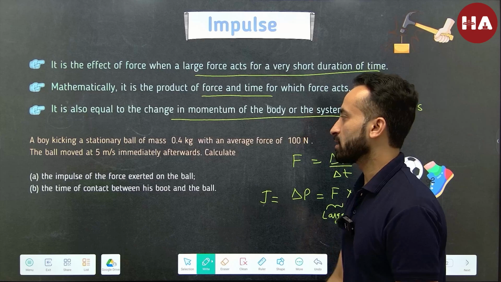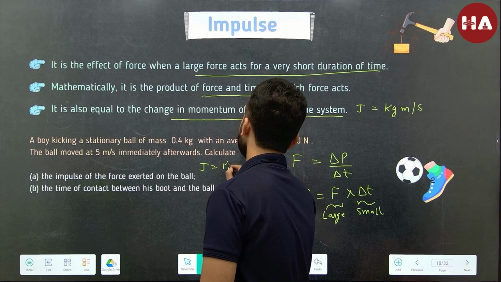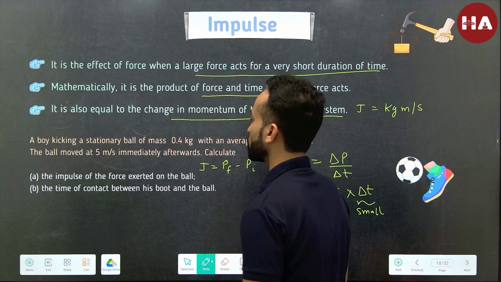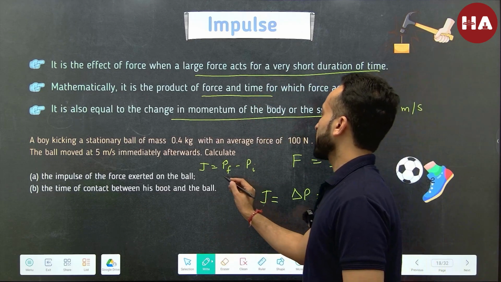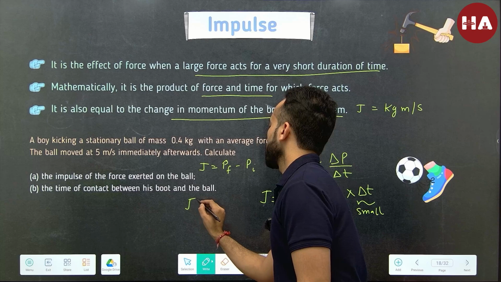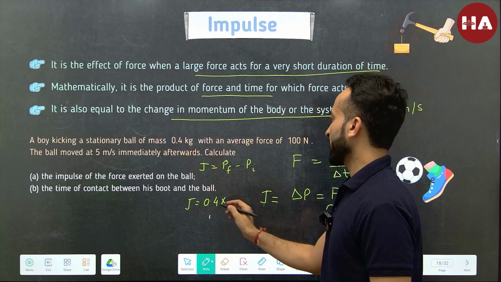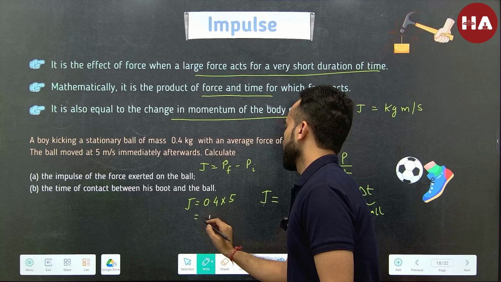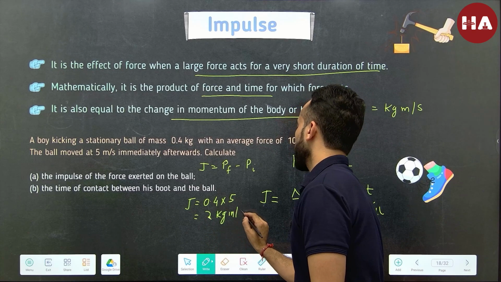Can we do that? Of course, yes. So impulse is nothing but P final minus P initial. So let's do this calculation. P initial was 0 and P final is going to be how much? It's going to be 0.4 times 5. So that's going to be like 2. So that's the answer for impulse, isn't it?